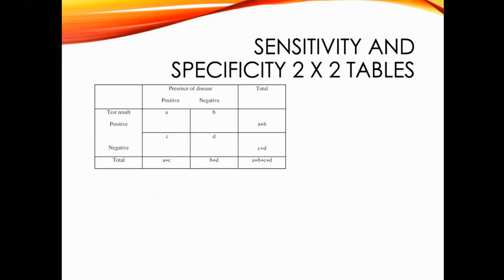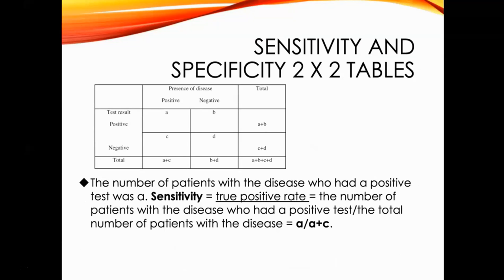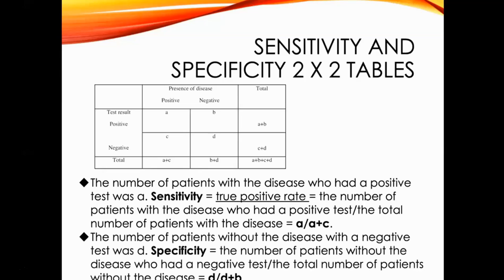Okay, so here we're going to start talking about how to calculate sensitivity and specificity using 2x2 tables. We know from the previous slide that the number of patients with the disease who had a positive test was in box A. Sensitivity, or the true positive rate, is calculated by the number of patients with the disease who had a positive test divided by the total number of patients with the disease, A over A plus C.